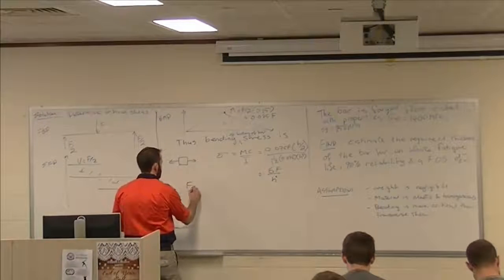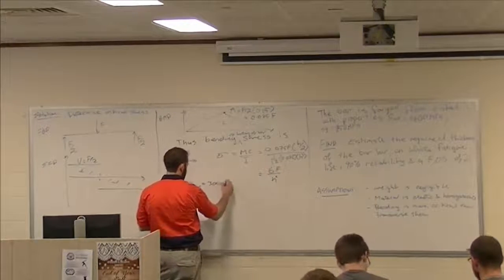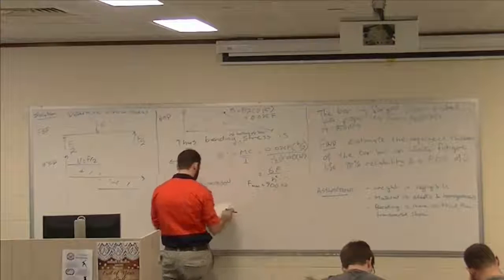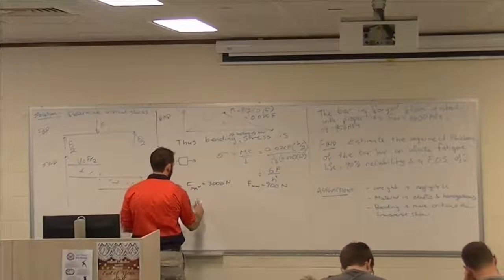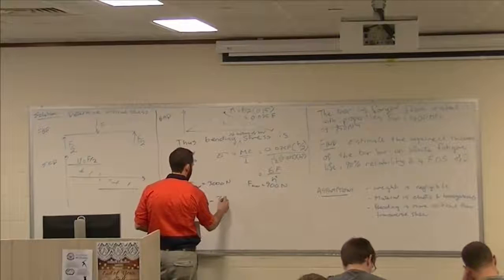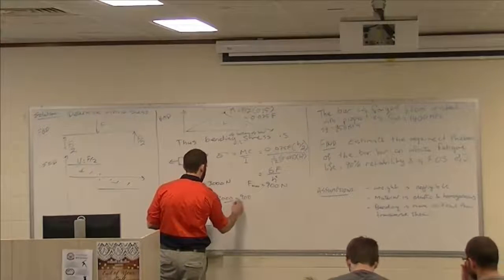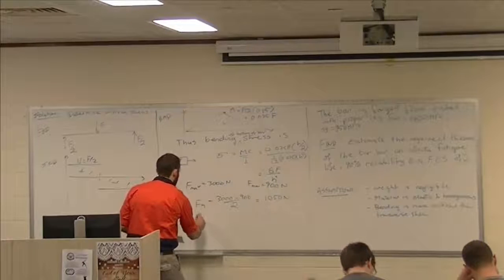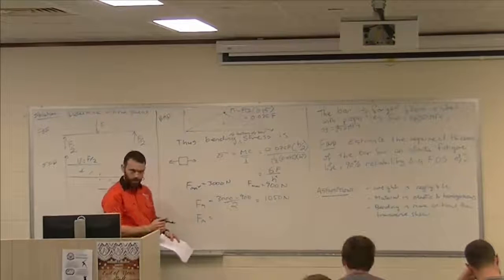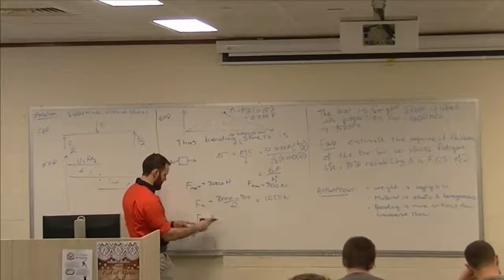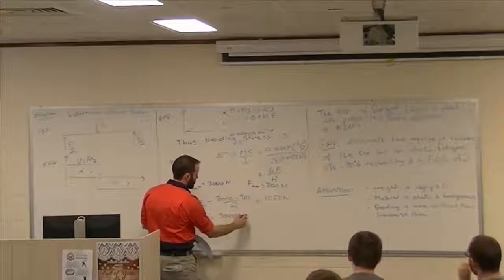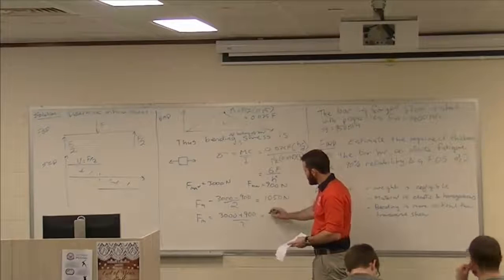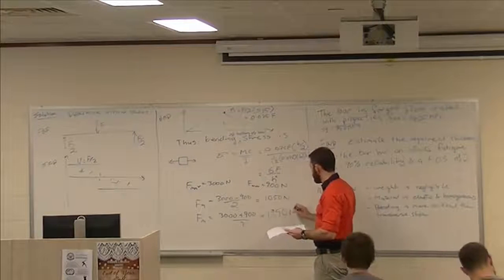So, we know F max equals 3,000 newtons, and F min equals 900 newtons. Therefore, FA equals 3,000 minus 900 on 2 equals 1050. And FM equals, sorry, I'm not drawing on this part. Do you guys see that? Last bit, FM equals 3,000 plus 900 on 2. You know the equation. The value is 1950.